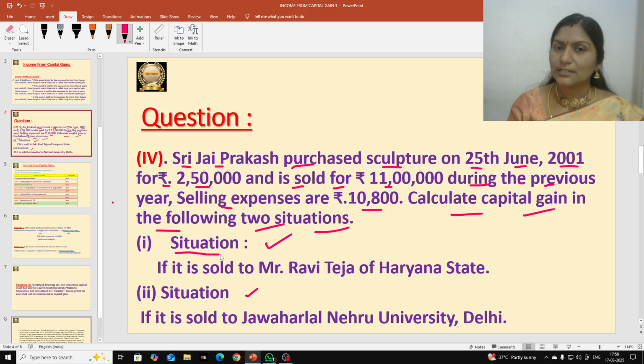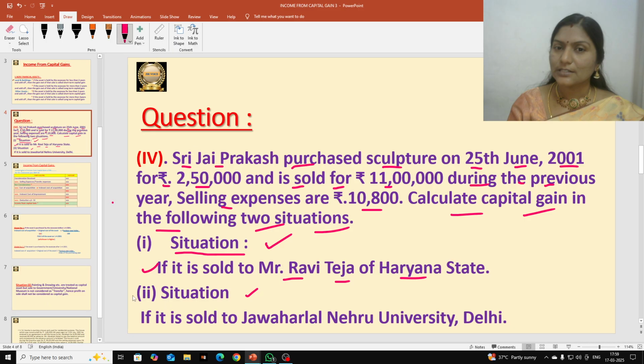What is situation 1 here? Situation 1 is if it is sold to Mr. Ravi Teja of Haryana state. So Sri Jayaprakash is selling that sculpture to Ravi Teja, another individual person. Then how are we going to calculate? That is what they are asking.